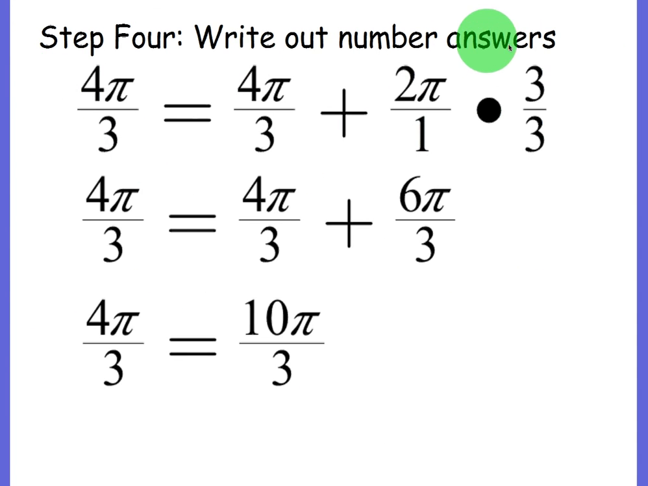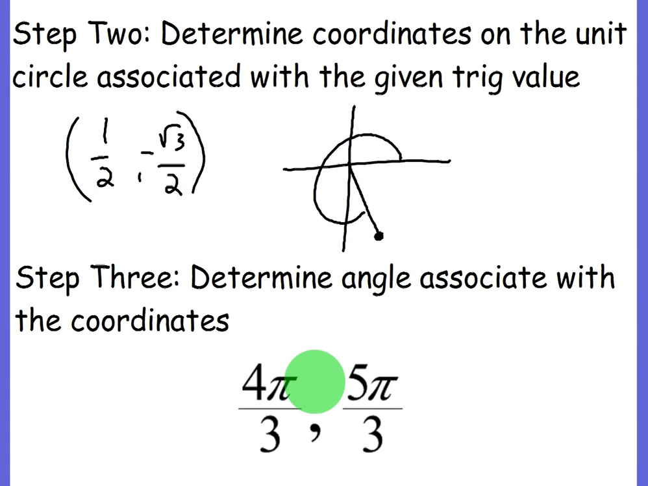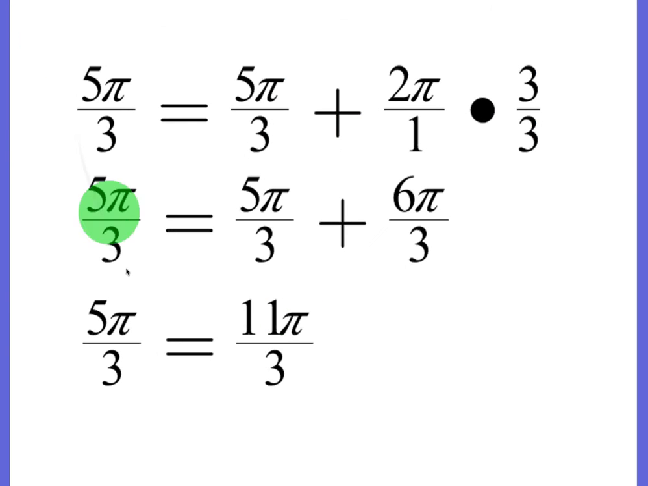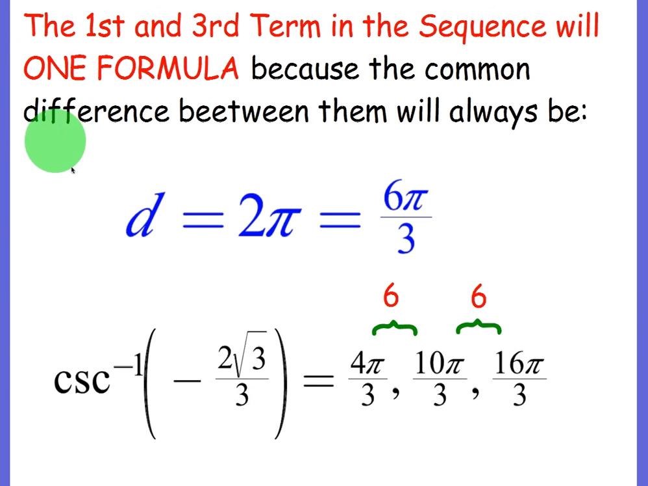Well, remember that once we figure out these two angles, our next step is to figure out a general formula. We're basically going to be adding 2 pi to each of these to figure out the next two in the sequence. So step 4 is to write out our number answers, meaning we're going to add 2 pi to each of these. So add 2 pi to 4 pi over 3, you get 10 pi over 3. Add 2 pi to 5 pi over 3, you get 11 pi over 3. And here is our sequence.